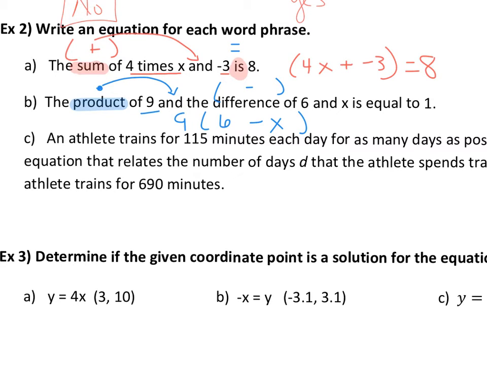Now, in this case, they have is equal to, same thing. There's that word is again, right? Is means equals. Oops, that was a highlighter. Sorry, guys. Is means equals. All right, so it's going to equal 1.